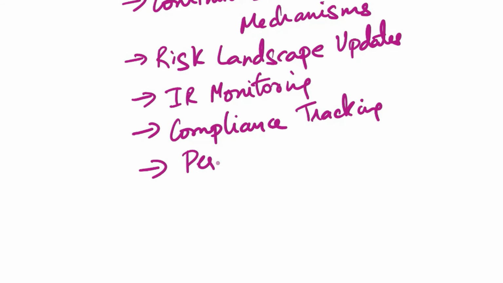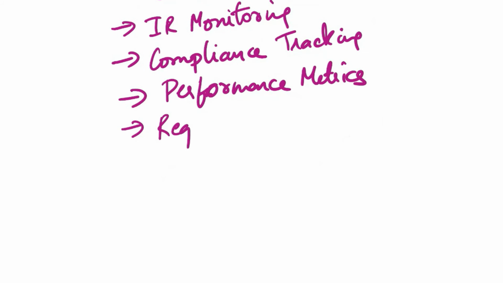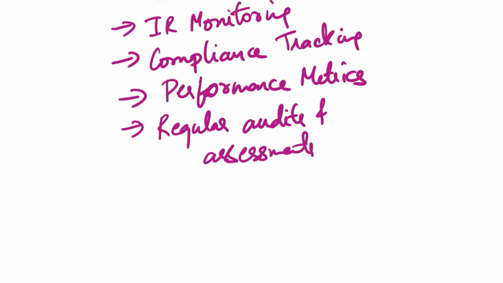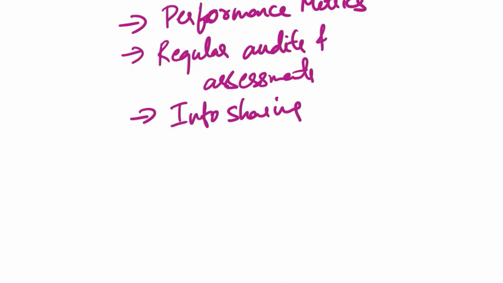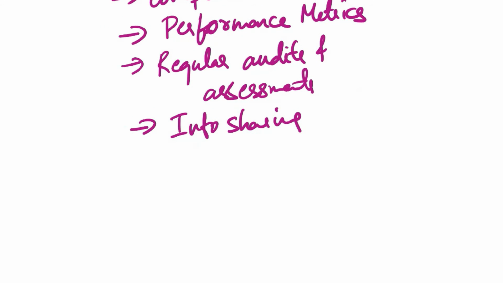Next, utilize performance metrics to measure the ongoing cybersecurity performance of third parties. This could include metrics related to vulnerability management, patching, and adherence to security best practices. Next, conduct regular audits and assessments to validate the effectiveness of third party security controls. This ensures that they continue to meet the agreed upon security standards. Next, foster a culture of information sharing between your organization and third parties. Promptly communicate any security incidents, changes in policies, or other relevant information that may impact the risk landscape.